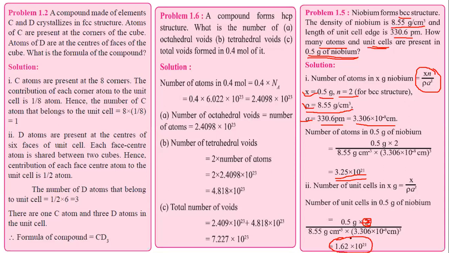So do the calculations at your home. This numerical can be asked for 3 marks. Remember, this is a 3 marks numerical. This numerical we can read at your home, whatever the numericals are given here. These are all the solved numericals we can read. If you have any problem in these numericals, ask me and make a correction here, because this formula is x divided by rho a cube. You don't take here number of particles.